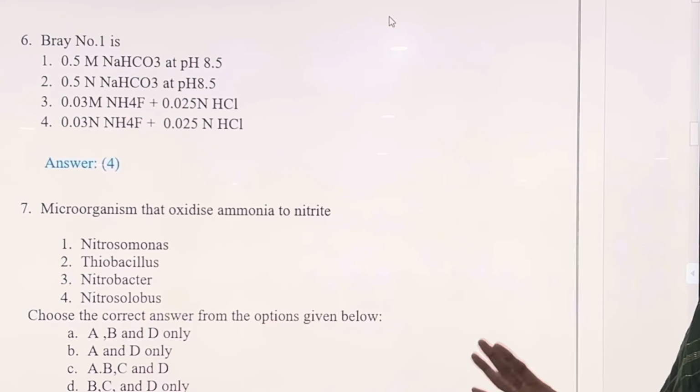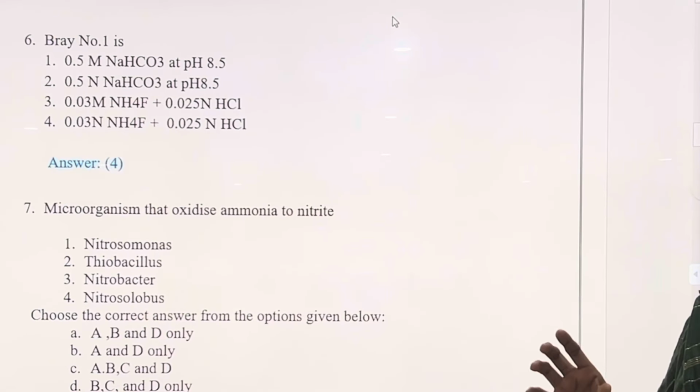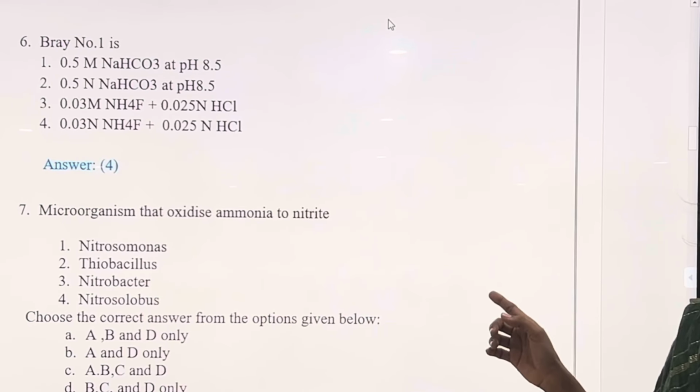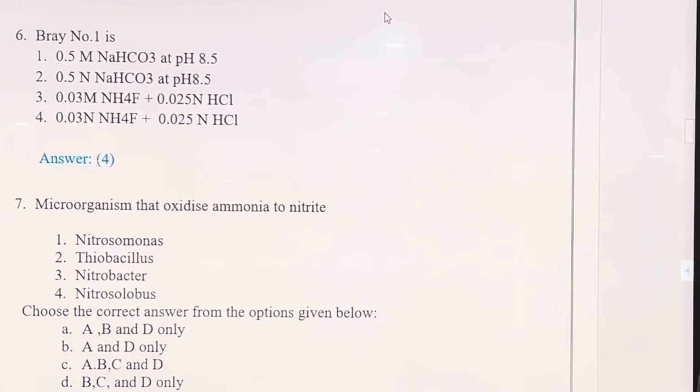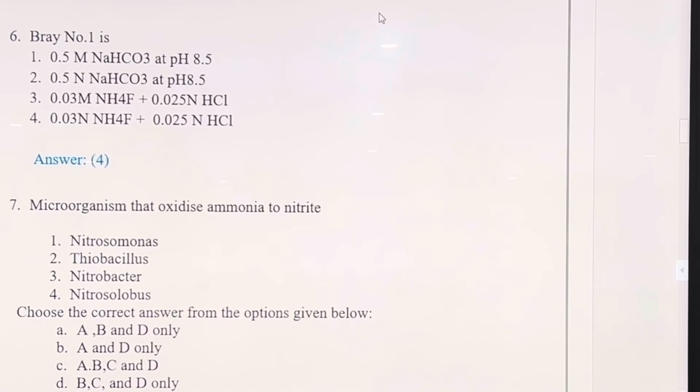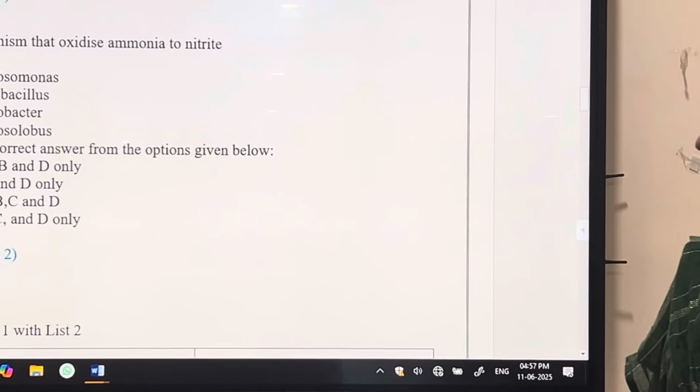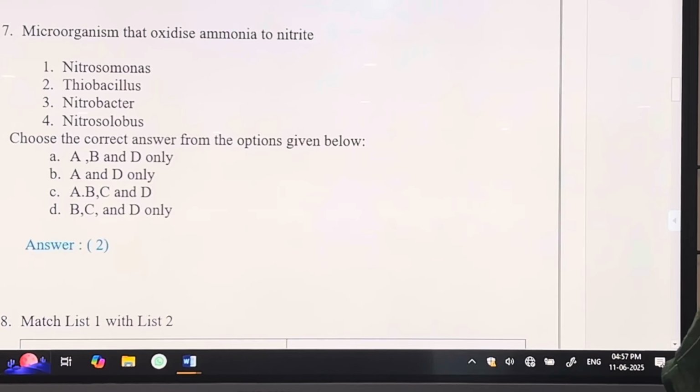So unless and until you study things very peculiarly, you will not be able to give this correct answer. So here the answer is 4, that is 0.03 normal ammonium fluoride and 0.025 normal HCl. Now the seventh question, the microorganism that oxidizes ammonia to nitrate.